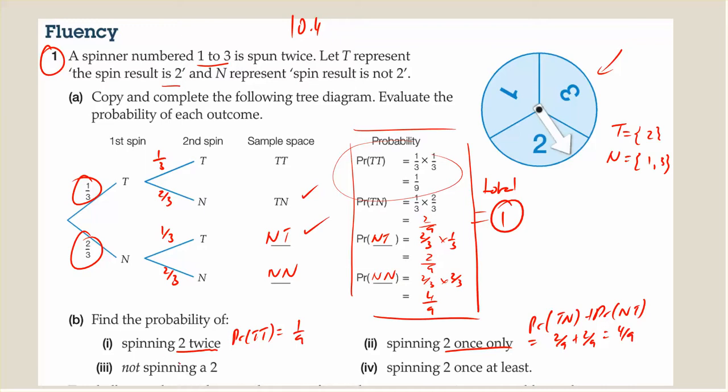The probability of not spinning a 2. Okay, not a 2 means having no T's. So we want that one, and that one. Actually, no, we want no T's at all. Not spinning a 2. So we don't want anything to do with a T. So the only option would be an NN. Probability of NN. Reading off our probabilities, it's 4 over 9.